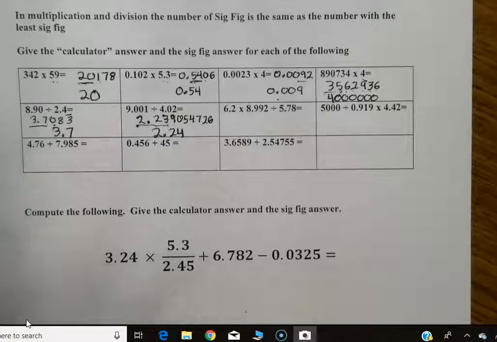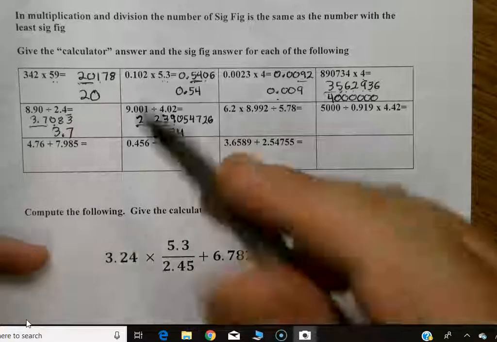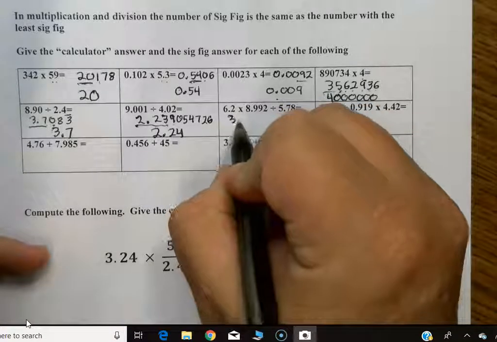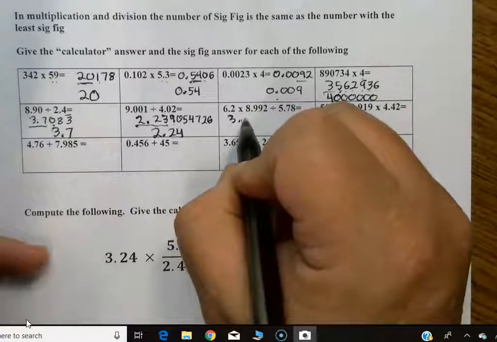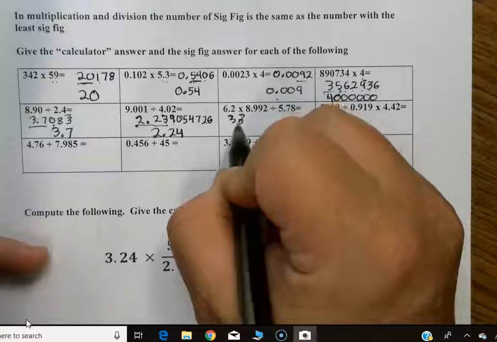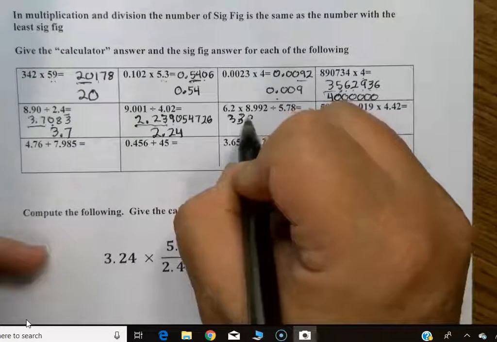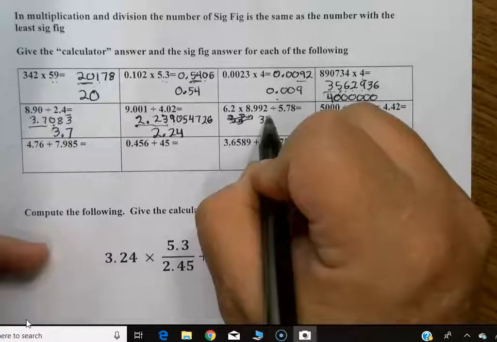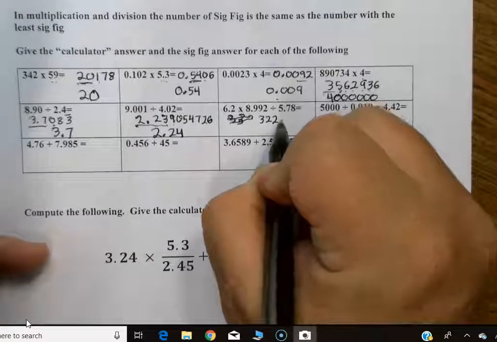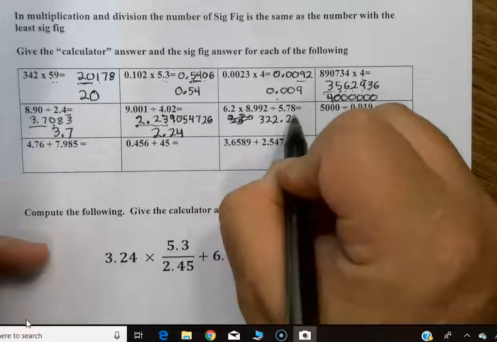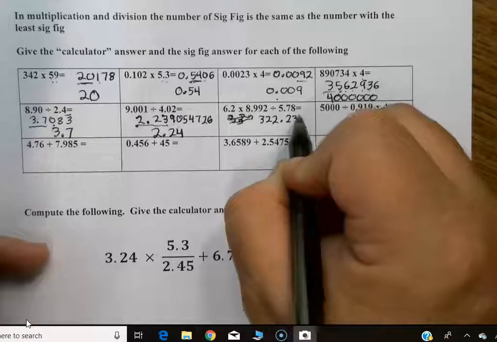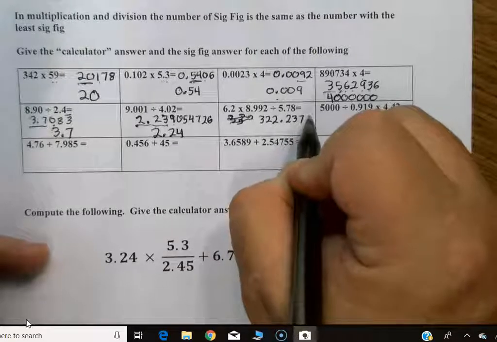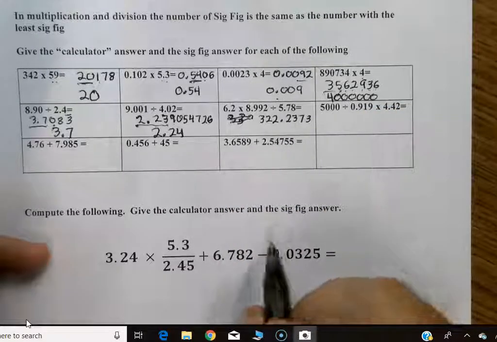6.2 times 8.992 times 5.78 equals, and that gives us this. Let me start again, I messed that up. It's 322.2373, and there's a couple more digits, but I ran out of space. So we don't need that.